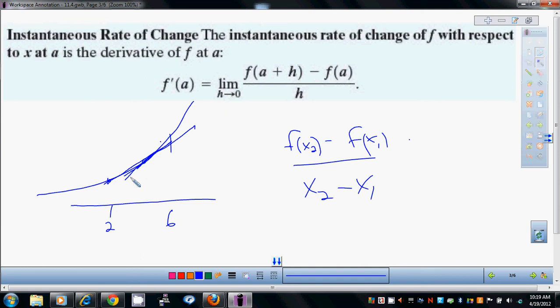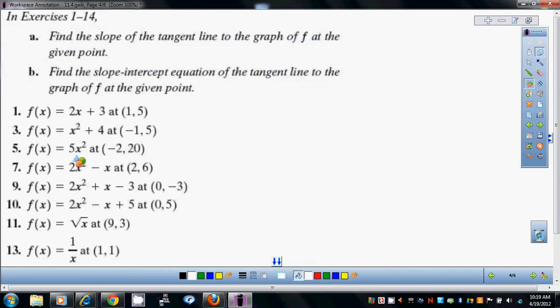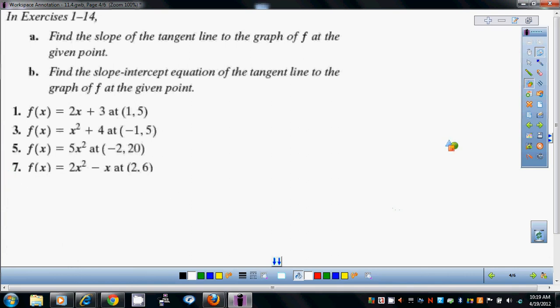Now I'm going to show you how to use this formula. And it's really not so bad. Alright. I'm actually going to cut off these for right now. Let's jump straight into number 3. We're not starting with number 1 for a reason. Part A, well, we'll talk about this in a second.